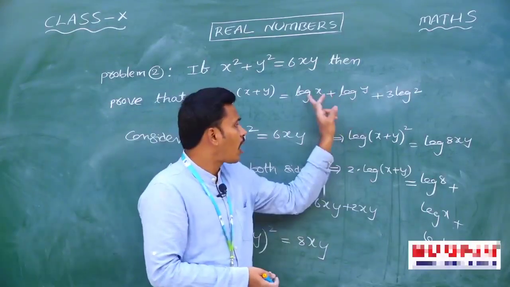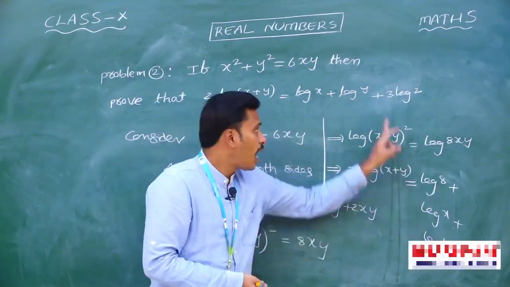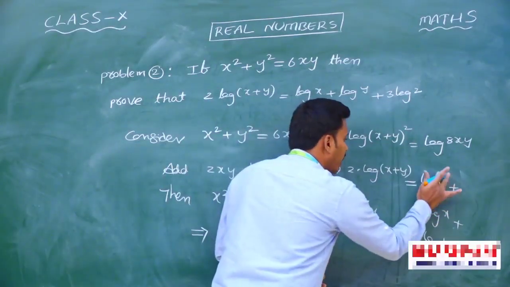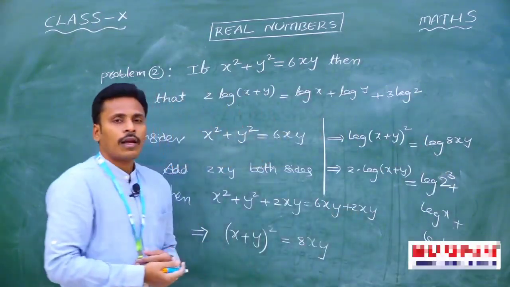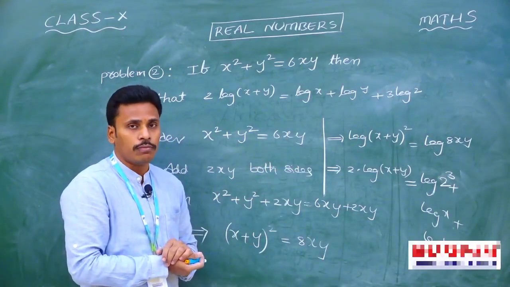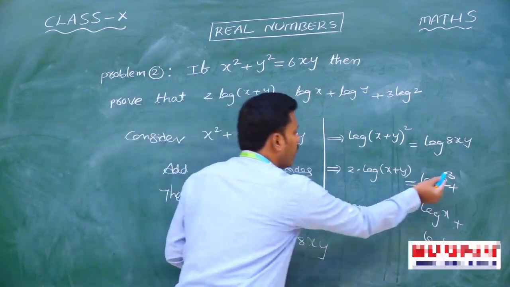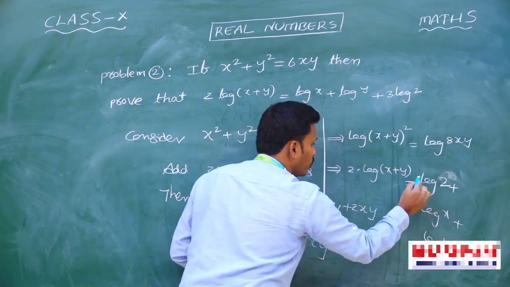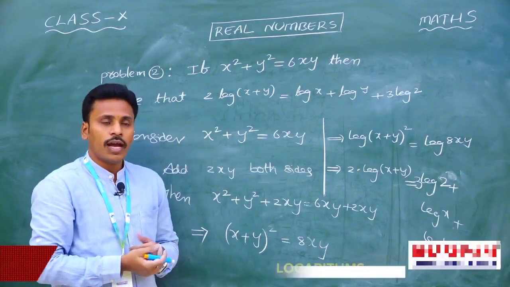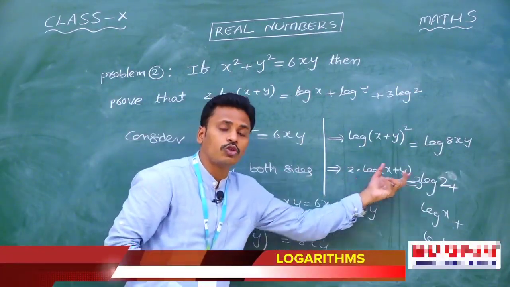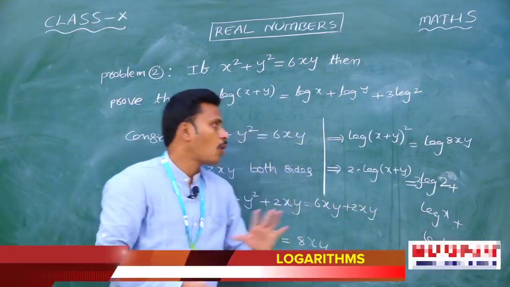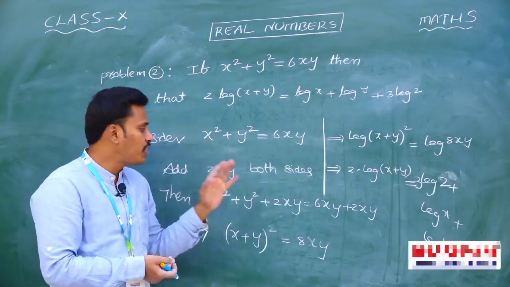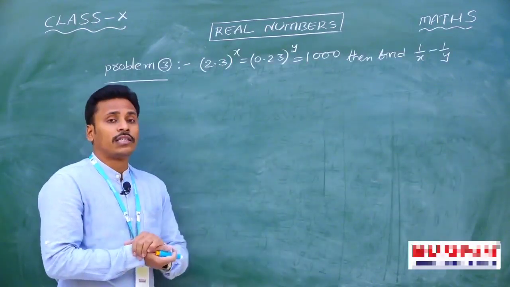And now see, log x is balanced, log y is balanced, and here we have 3 log 2, but here we have log 8. So you just rewrite this 8 as 2 cube. Logarithm of 2 cube, again by the third law, you send this 3 in front, and you get 3 log 2. And at the end, 2 log (x plus y) is equal to 3 log 2 plus log x plus log y. There ends the proof of x square plus y square is equal to 6xy. And this is the second problem. Look at the board, third problem.